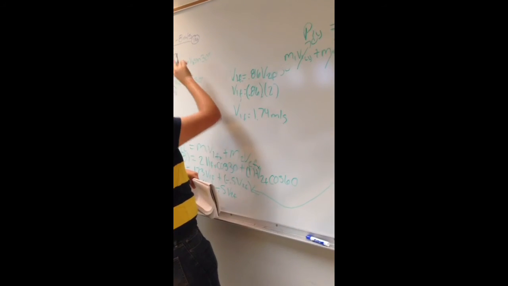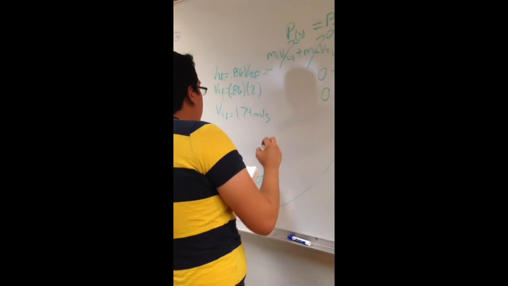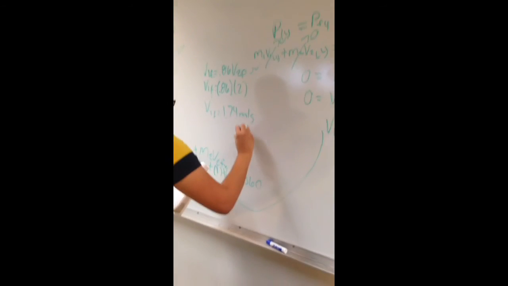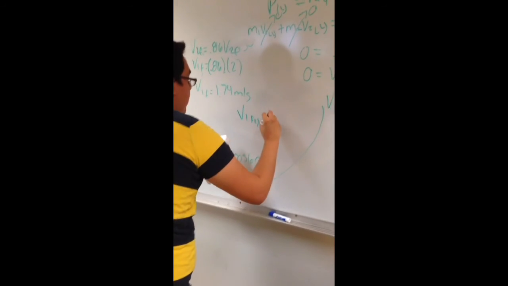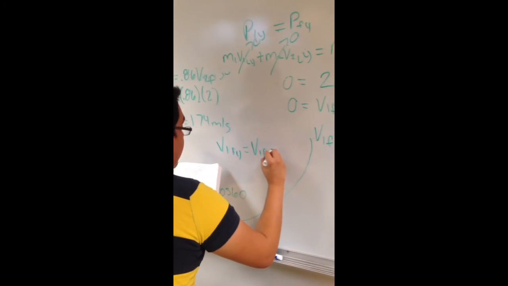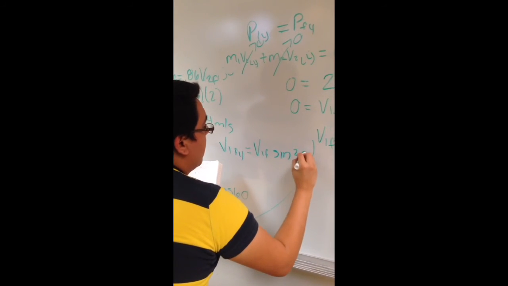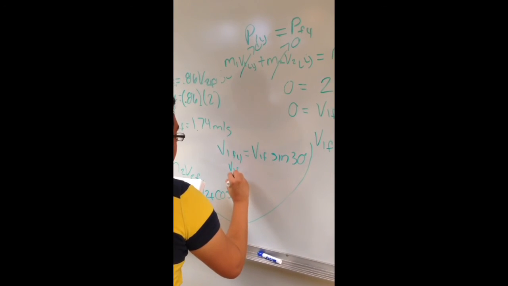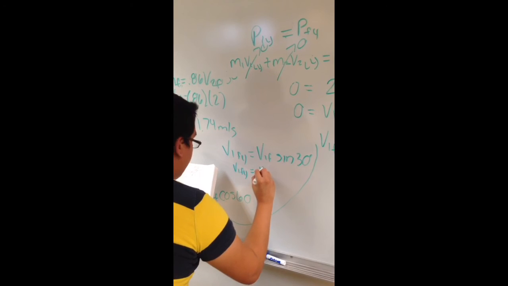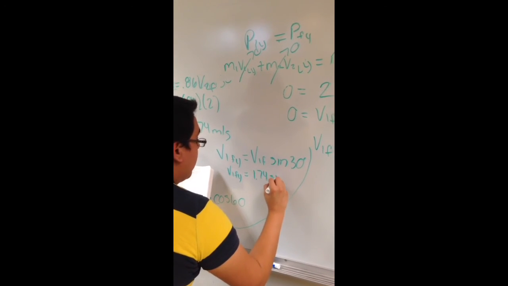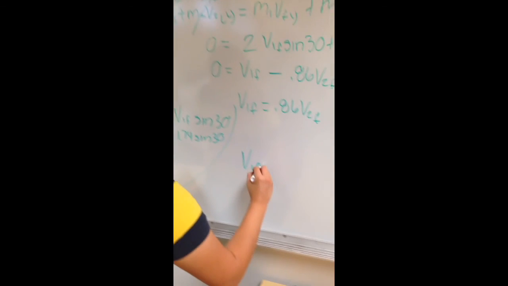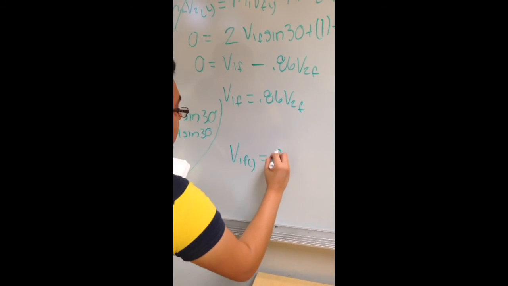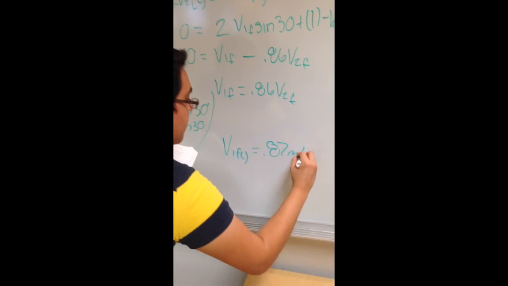Now we're trying to find the y component. So the y component is V1Fy equals V1F sine of 30. When we plug it in, we have 1.74 sine of 30. And we have that V1F on the y equals 0.87 meters per second.